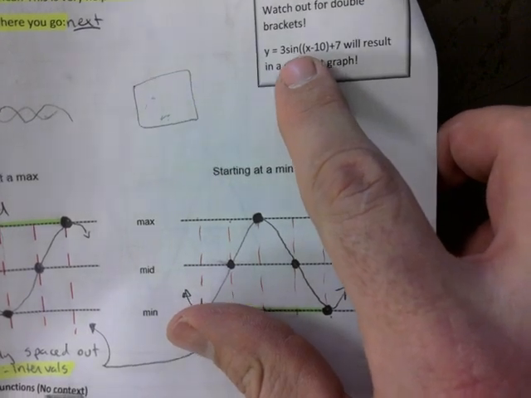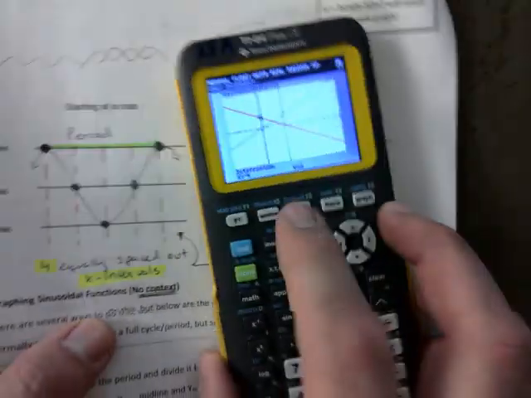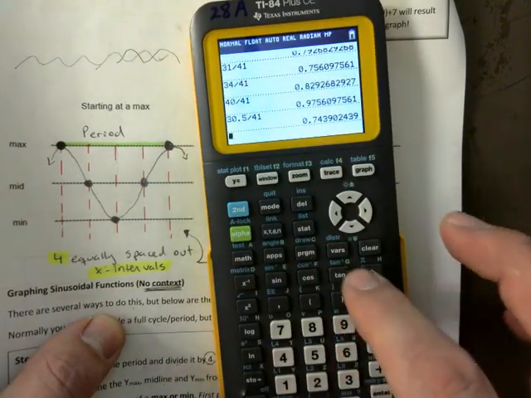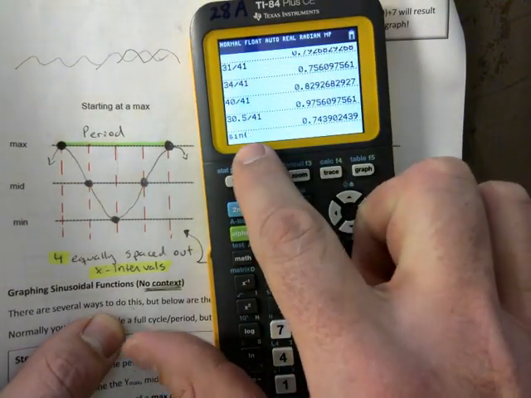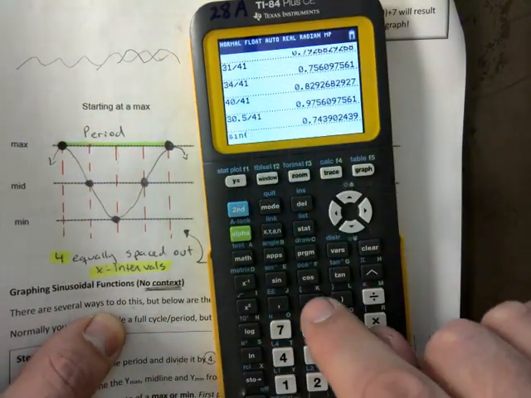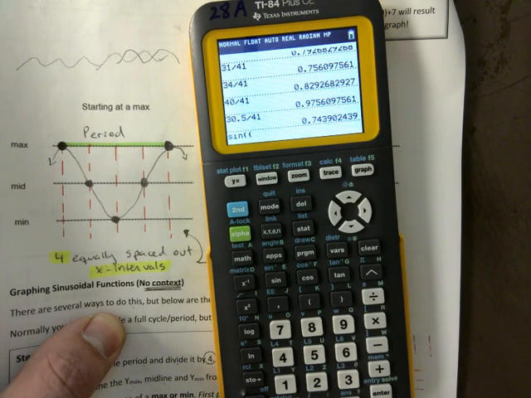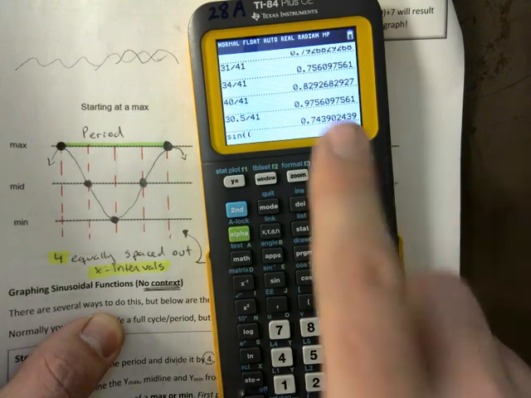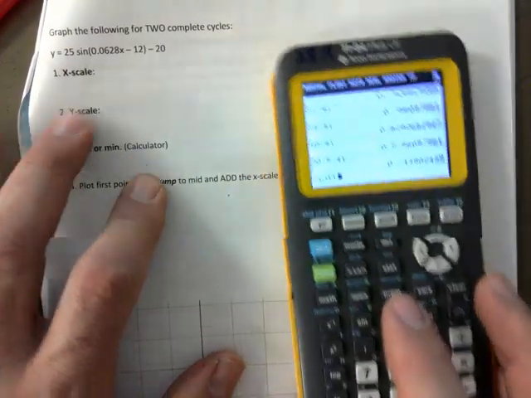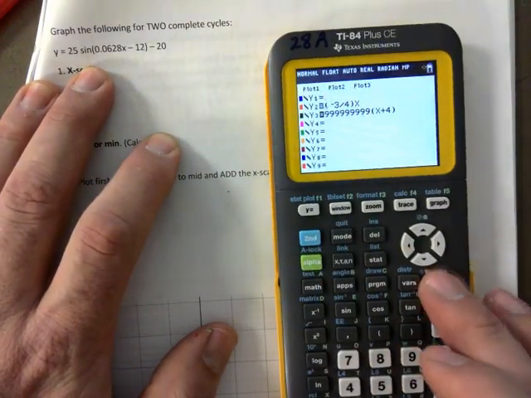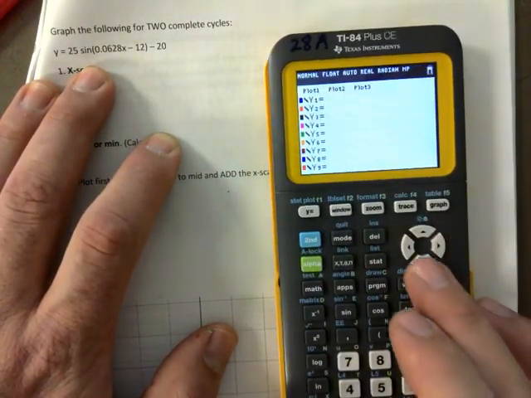Some students press sine, and as soon as you press sine, it will already start with a bracket. So some students put another bracket because it's in brackets, and that is a completely different graph, completely different. So you've got to watch out for that. Anyways, the warning is there. Let's type this into our calculators. Maybe this happened to you already when you did the homework.